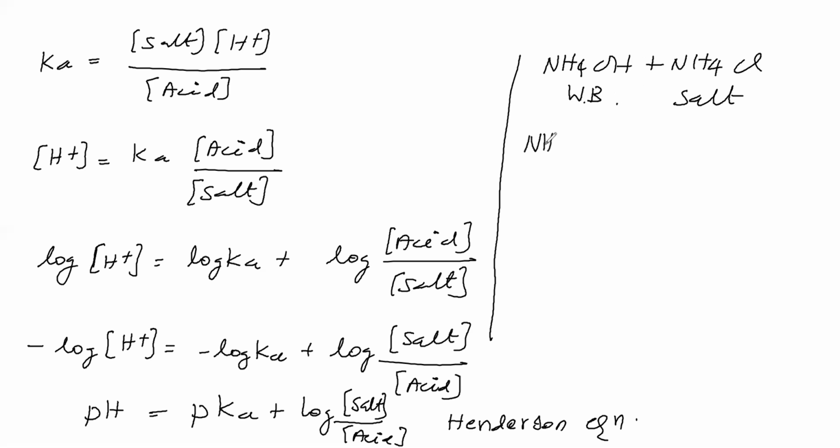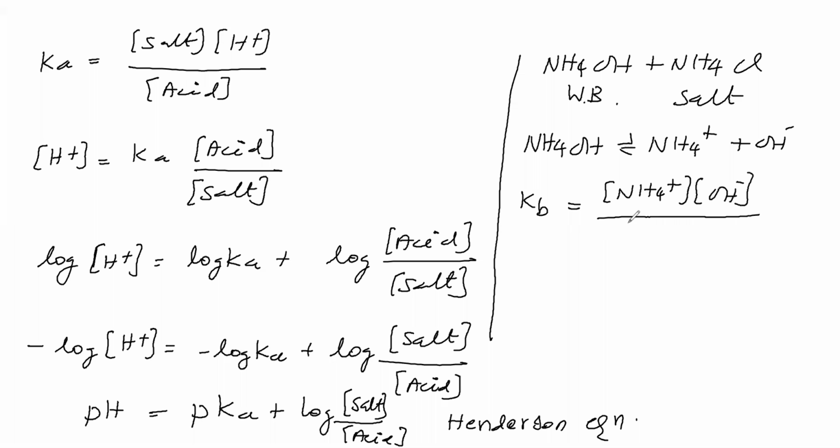Now ammonium hydroxide is a weak base that dissociates to give ammonium ion and hydroxide ion. Now for this equilibrium constant is Kb, that is equal to concentration of ammonium ion and the concentration of OH minus ion by concentration of ammonium hydroxide. Now in this Kb, ammonium ion concentration we have to substitute. Ammonium ion is given by this ammonium chloride salt as well as ammonium hydroxide. This ammonium chloride gives ammonium ion, that ammonium ion is common ion for this equilibrium.